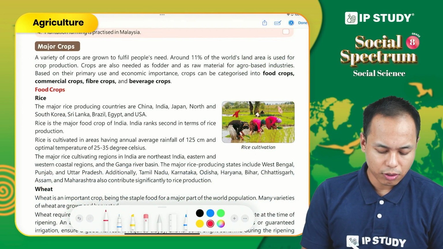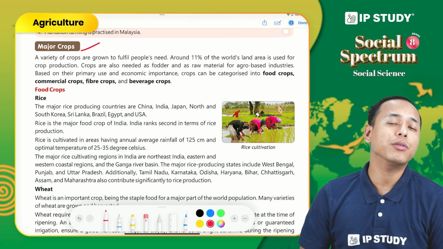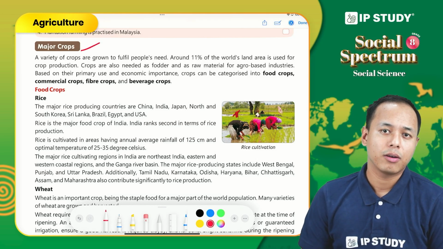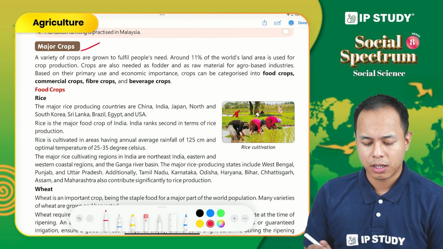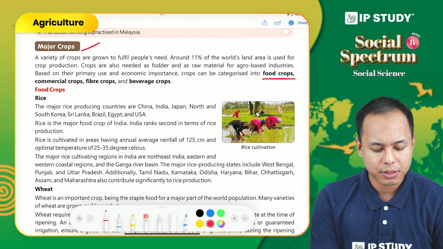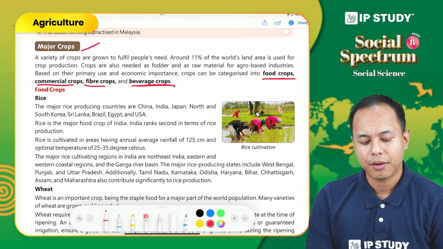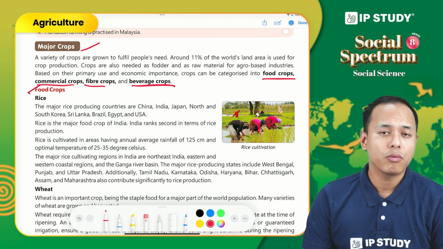So now the next topic is major crops. We know a variety of crops is required to fulfill our needs. Depending upon the use and the economic importance, crops can be classified into food crops, commercial crops, fiber crops and beverage crops. So firstly, we will discuss food crops. So what are food crops?